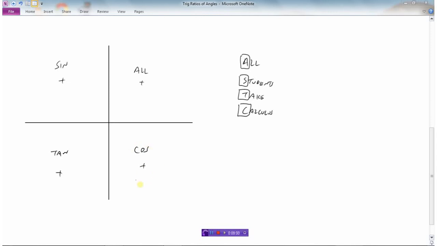And we need to know those things, and so we could always draw the triangles and look at the ratios and figure it out. But a little quick way to remember it is this little saying: all students take calculus. And so all in the first quadrant are positive. S for sine is positive in the second. T for tan is positive in the third. And C for cosine is positive in the fourth. So if you just remember that little saying, all students take calculus, you'll know which quadrants the trig ratios are positive in. So let's see why this is important when it comes to solving some trig equations.